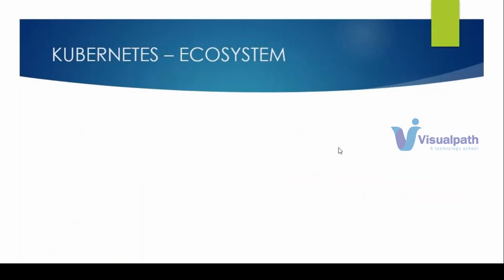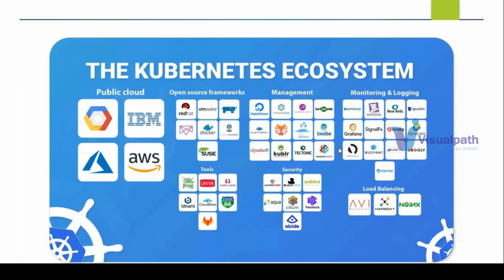This is about the Kubernetes ecosystem. You can see here the public clouds like GCP, Azure, AWS, IBM, then the frameworks supporting Kubernetes: Red Hat, VMware, Docker, Cloud Foundry, SUSE. Then there are important tools like JFrog and CloudBees, which manage the Kubernetes cluster for themselves. They have their own setup as well. Likewise, DigitalOcean has its own Kubernetes version.